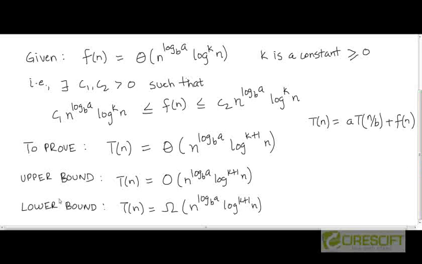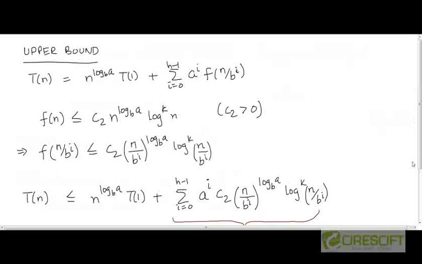Let's first prove the upper bound, that T of n is in big O of n to the power log base b of a times log to the power k plus 1 of n. Here's the expression for T of n again. T of n is n to the power log base b of a times T of 1. This is the cost associated with the leaf nodes of the recursion tree.